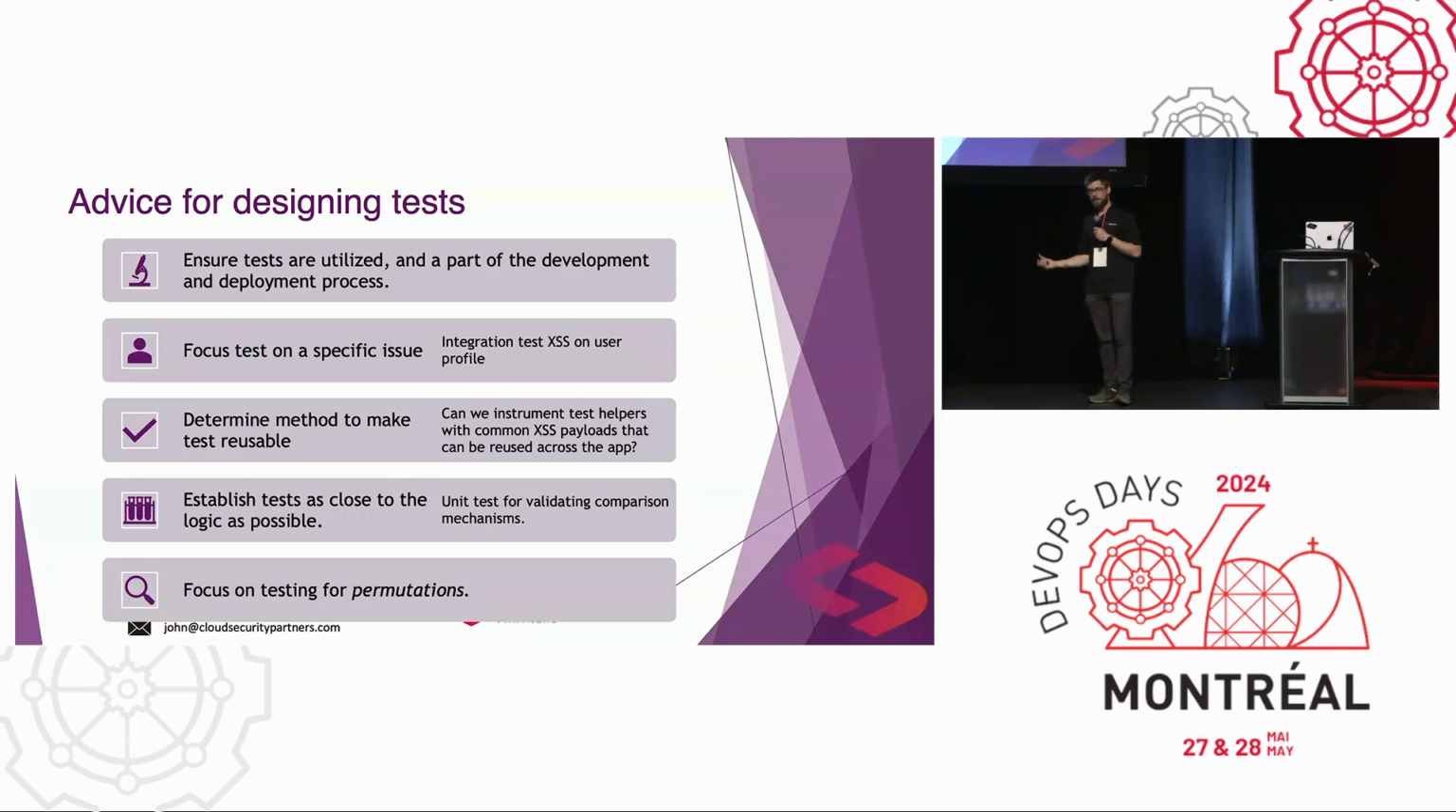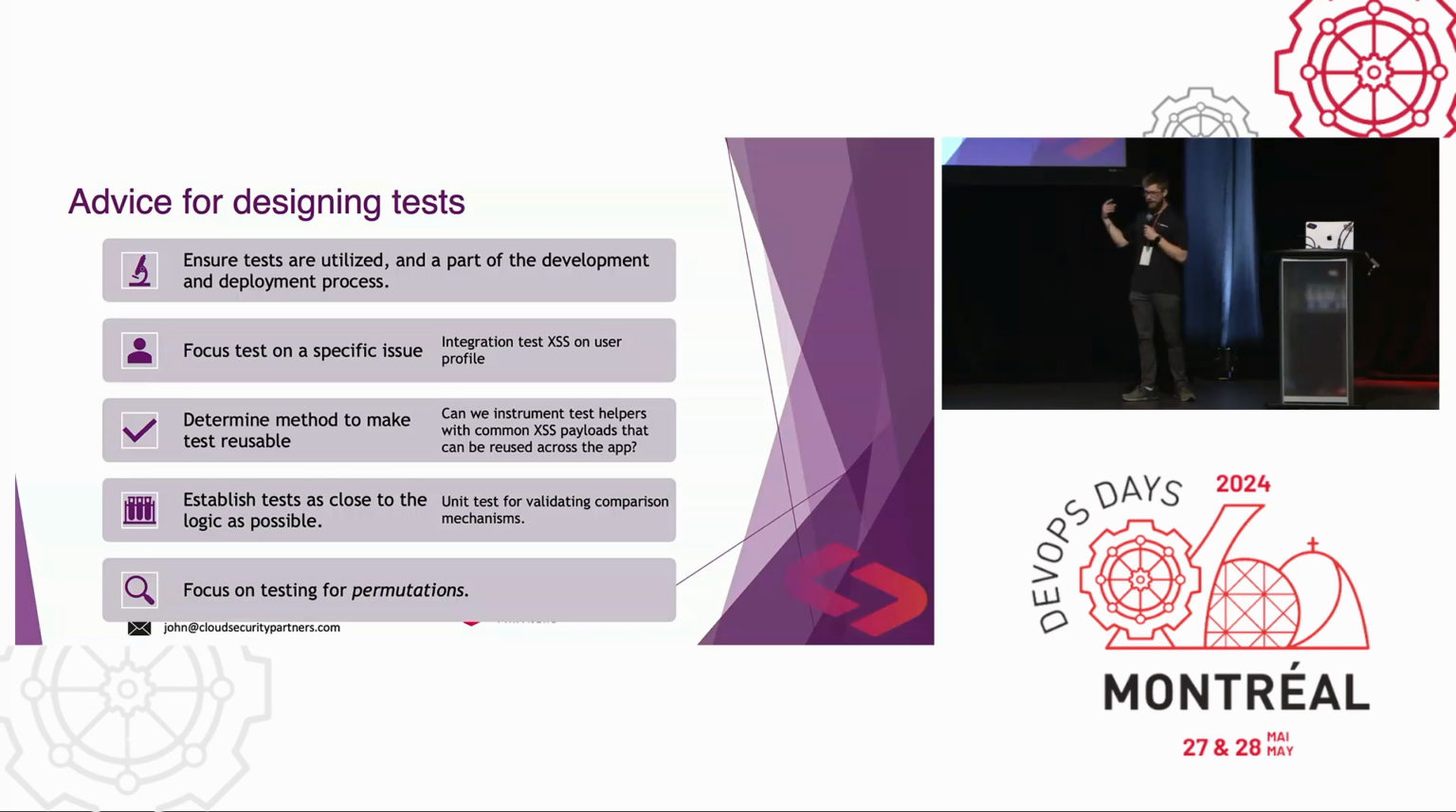Then focus your test on a particular issue. If you discover a vulnerability, a cross-site scripting vulnerability, write a test for that exact case. It should live alongside the PR for the fix. And as a security engineer like myself, I would not approve your PR without seeing a test live alongside it. That's a hard requirement from my perspective.